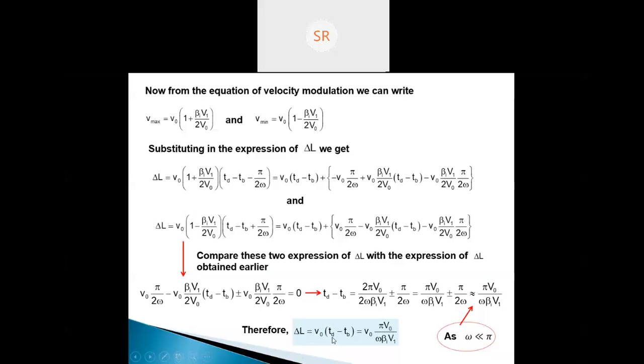Delta L is equal to V0 times Td minus Tb. Td is the time where the bunch formation takes place, and Tb is where the RF field is 0, the transition of 0 occurs. And this is equal to V0 pi of V0 over, with V0 the voltage, and omega beta is V1. This is nothing but delta L.